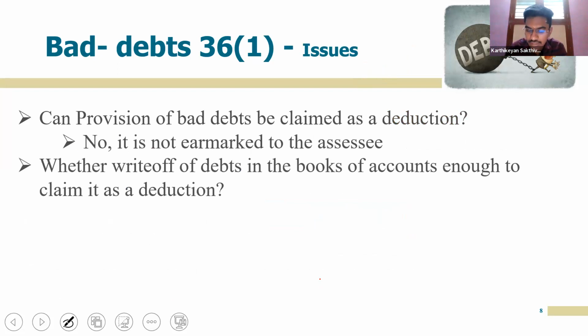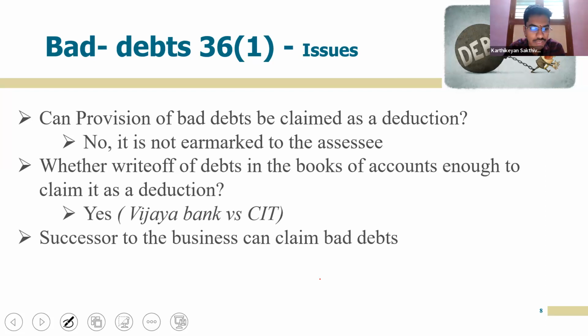So the second point: if I'm going to write it off in my books of accounts, is it enough, or should I prove that the debt is actually bad? They said that if you just write it off in the books of accounts, it is fine as per the case law of Vijaya Bank. Third point, can a successor to business claim bad debts?